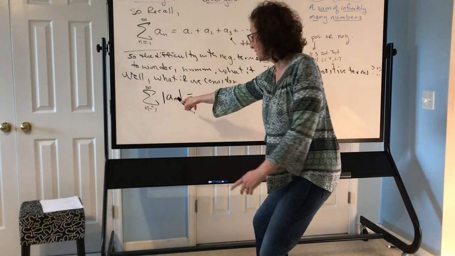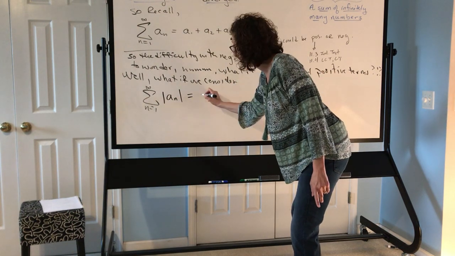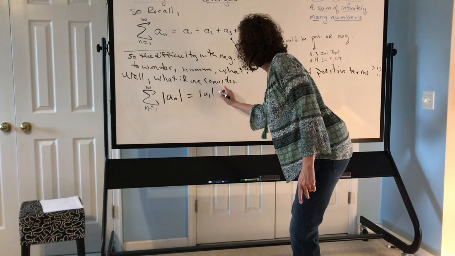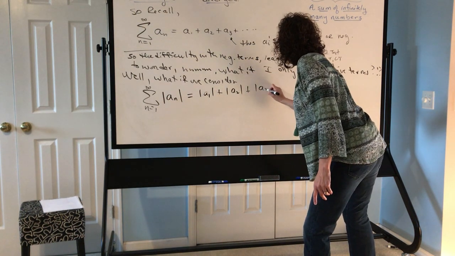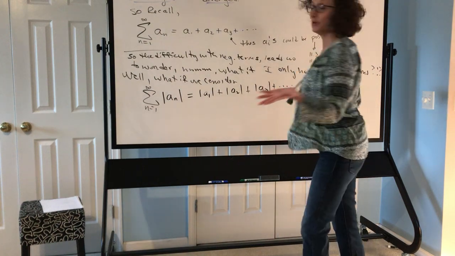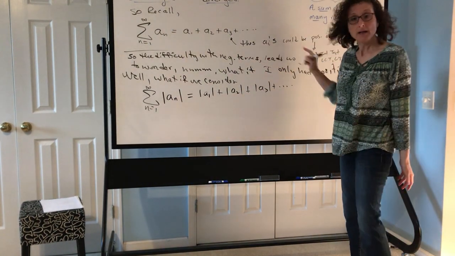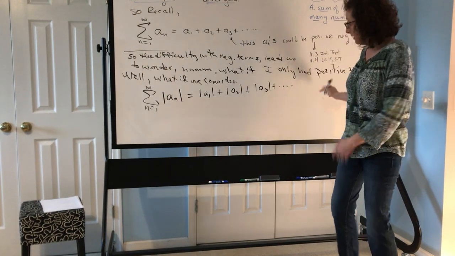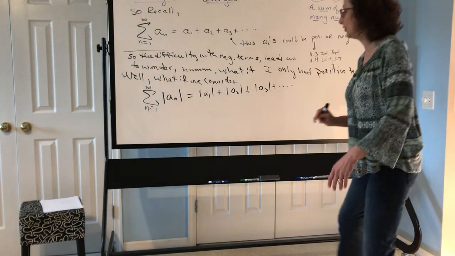Because what does this notation mean? It means sum the absolute values of the a sub n's. So absolute value of a1 plus absolute value of a2 plus absolute value of a3, on and on forever, right? So we don't care whether a1, a2, a3, or any a sub i is negative. Summing the absolute value will make it positive. Yeah? Make sense? Okay, good.